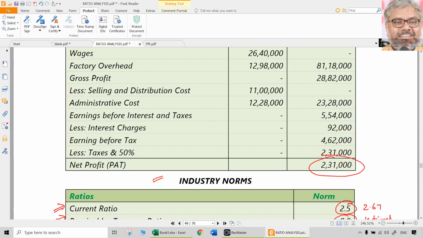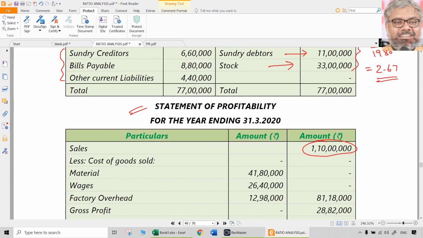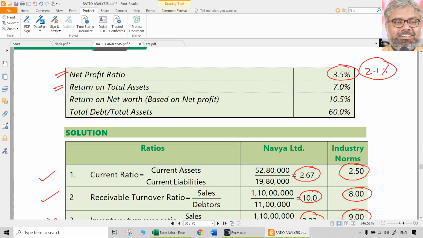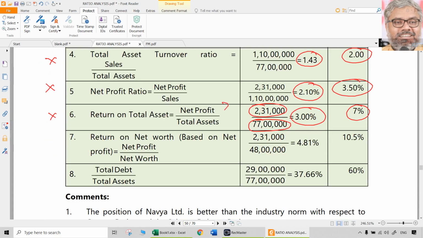If it is taken as EBIT by total assets, 5,54,000 divided by 77 lakhs, then it has 7.2%. That is better than the industry if EBIT is taken in the numerator. But we don't know how the industry norm itself is calculated. So return on total assets, depending upon the interpretation of the ratio formula itself, our calculation also will change. But if you just follow whatever formula is already given in the material, you can take the same formula, net profit divided by total assets, no problem.